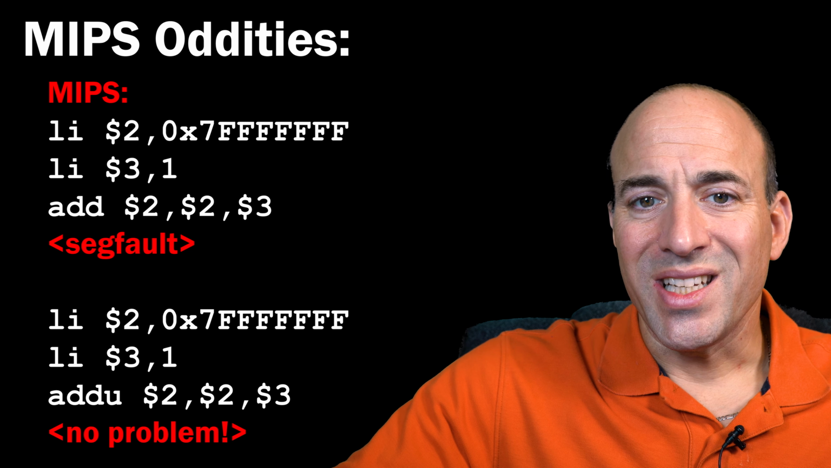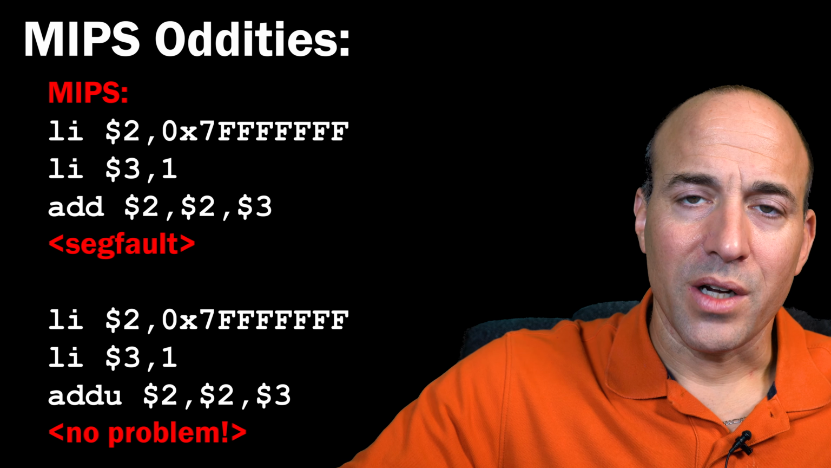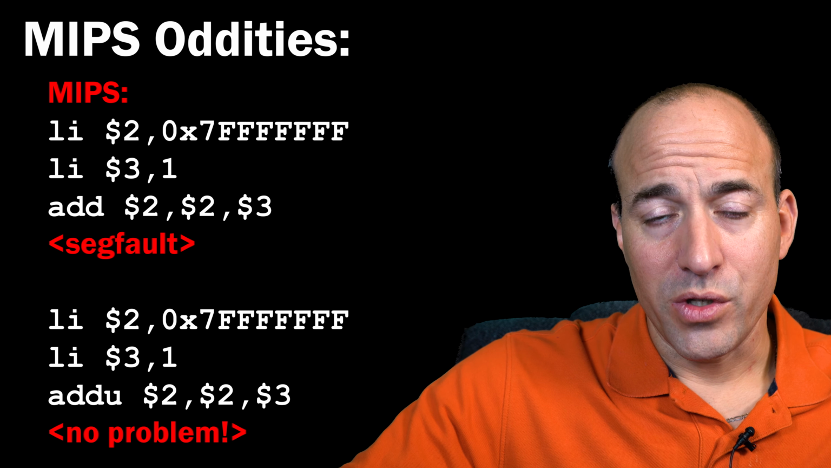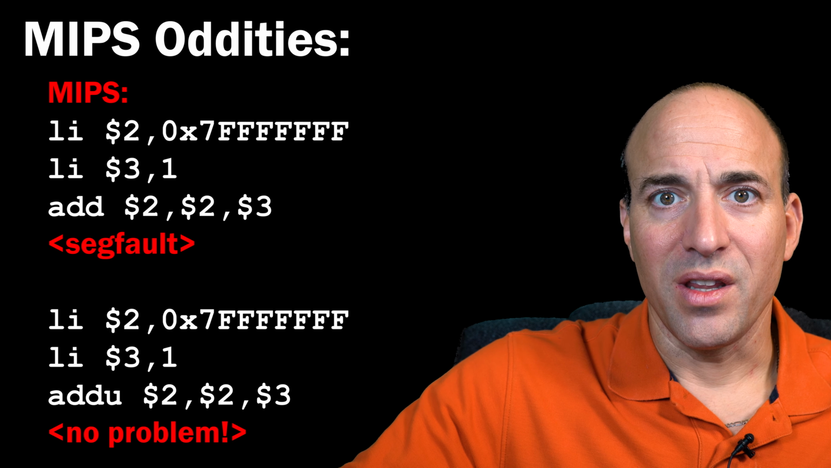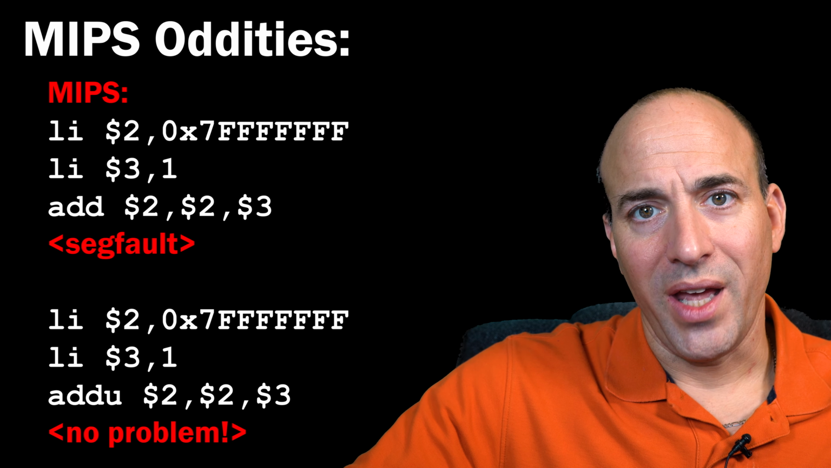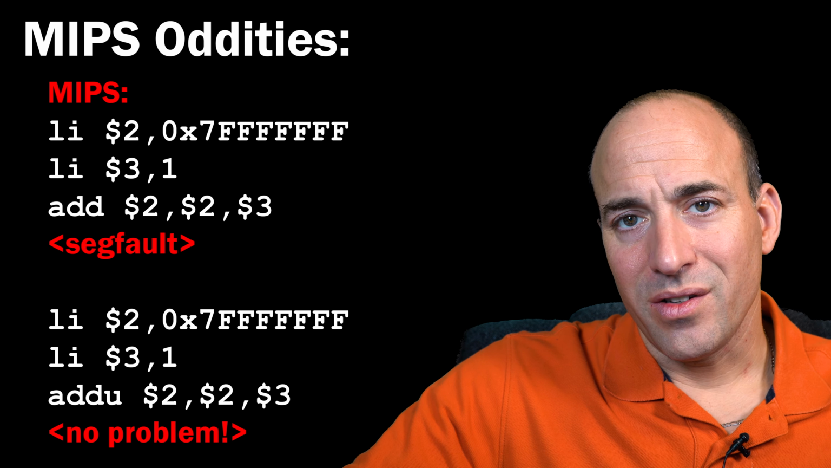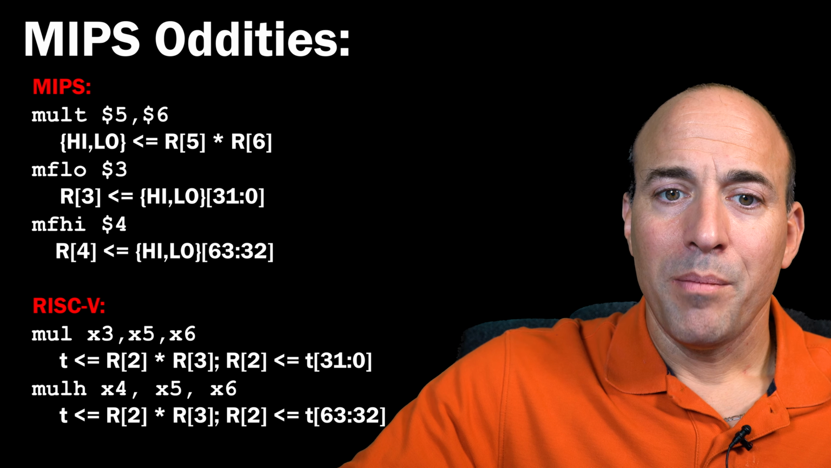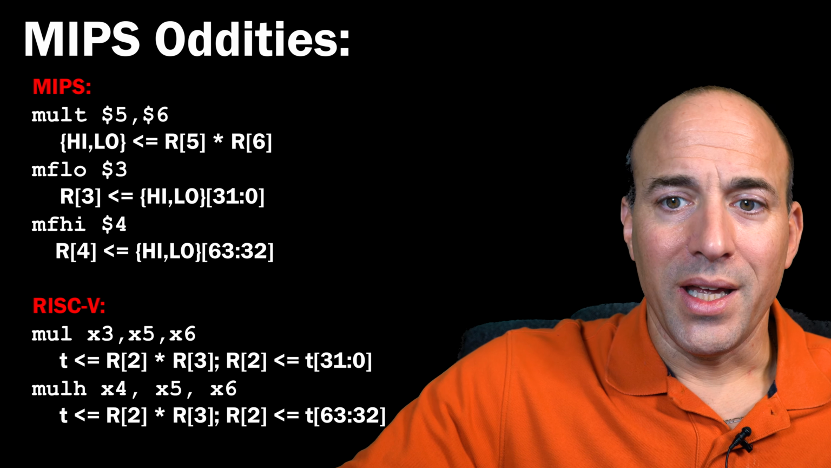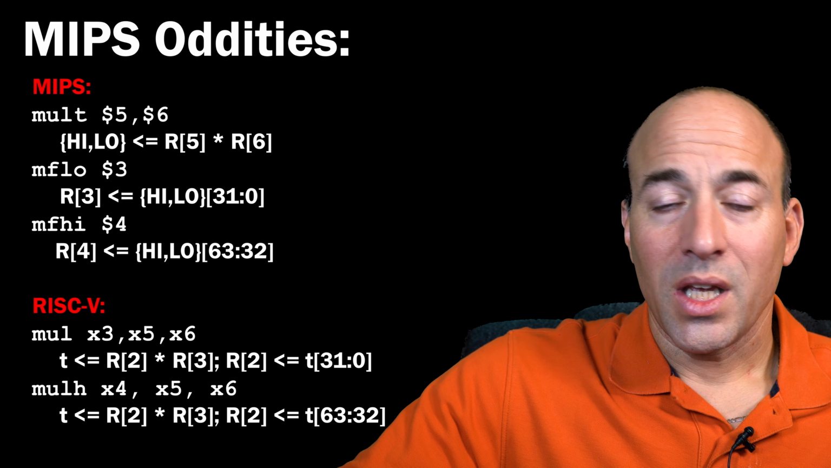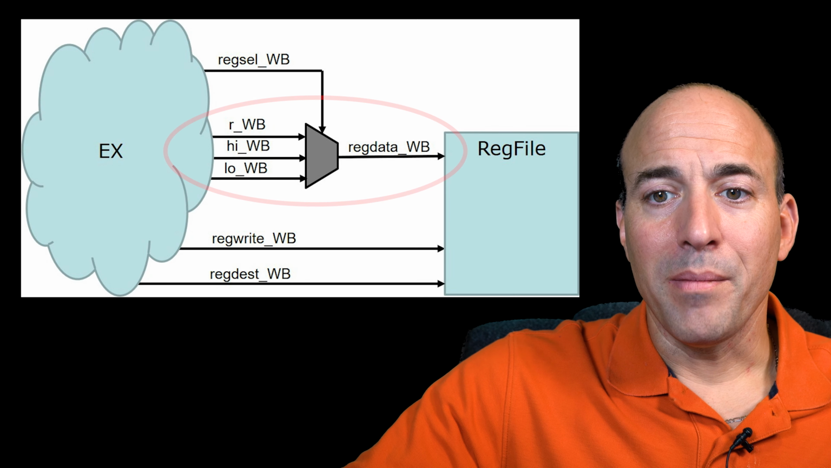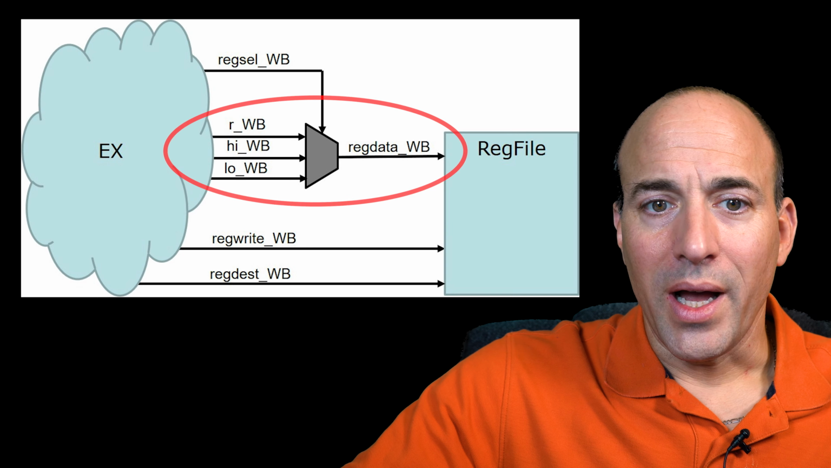MIPS has signed and unsigned variants of the add and subtract instructions, the difference being whether or not the CPU will trap on an overflow resulting from the signed version of the instruction and ignores overflow on the unsigned version. RISC-V only has one variant of the add and subtract instruction and doesn't support trapping on overflow at all. MIPS has a special high and low register that it only uses for multiply and divide. RISC-V doesn't do this. Compared to MIPS, not having high and low reduces the size, the number of inputs, of the mux that routes data into the register file.